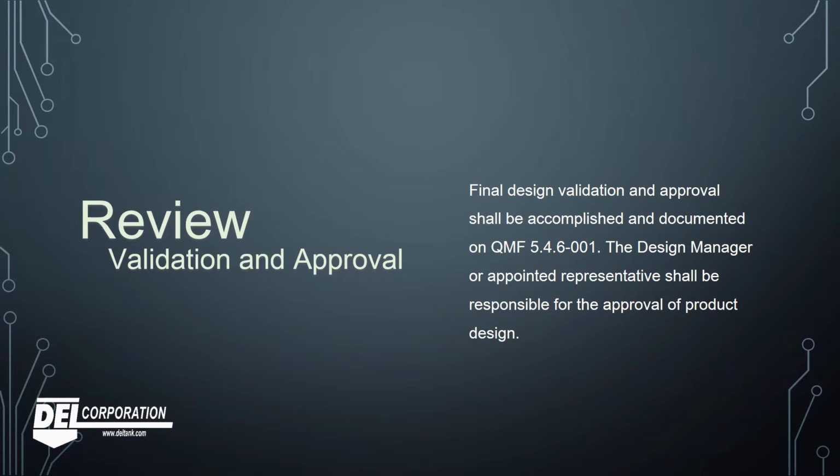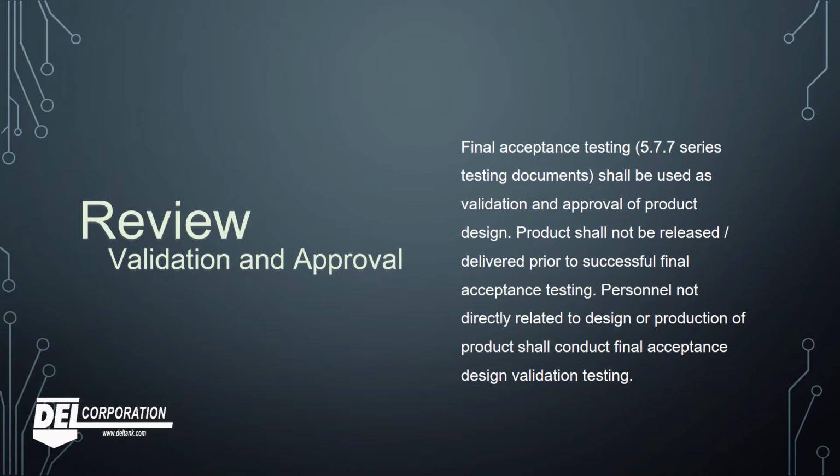Final design validation and approval shall be accomplished and documented on QMF 5.4.6-001. The design manager or appointed representative shall be responsible for the approval of product design. Final acceptance testing, 5.7.7 series testing documents, shall be used as validation and approval of product design. Product shall not be released or delivered prior to successful final acceptance testing. Personnel not directly related to design or production of product shall conduct final acceptance or design validation testing.